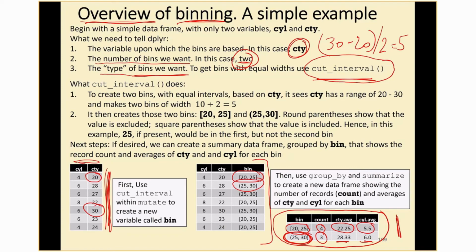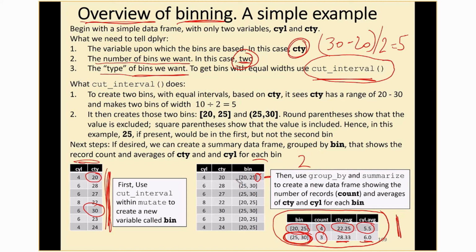Now, it's kind of a fine point, but if you look very carefully at these bins, notice here you've got a square parenthesis, and notice here there's a round parenthesis. That gives us an indication of what R is going to do if it should have a record that has a value of city mileage of 25. It's going to go into the bin that has the square bracket as opposed to the one with the round bracket.